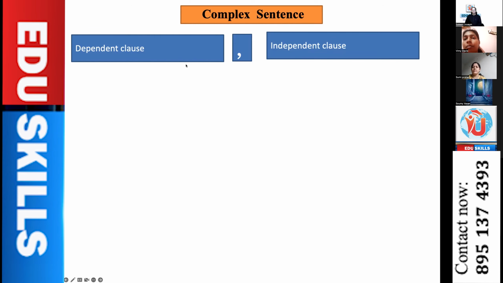Now, complex sentence: dependent clause, comma, independent clause. I said there are two clauses in a complex sentence. There is a dependent clause, which means, as the name sounds, it has to depend on an independent clause to make sense. A dependent clause itself will not have a meaning.